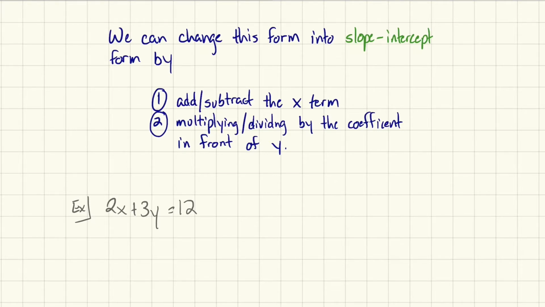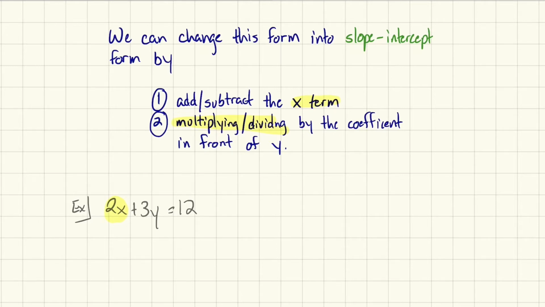We can change standard form by doing two things. The first thing is adding and subtracting the x term. Now, when we say x term, I'm talking about whichever term has the x in it. Right? Then our last step is to just solve for y by multiplying or dividing. All right? So let's just take a look at our example and follow these steps.